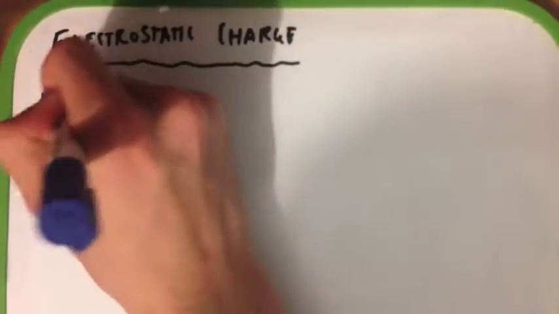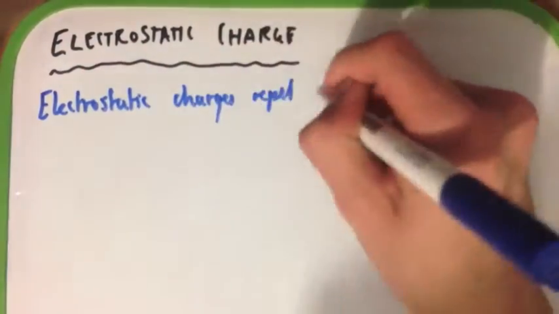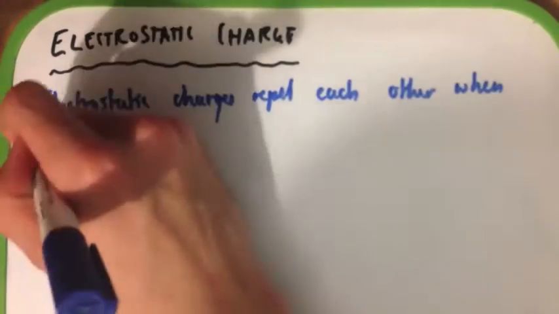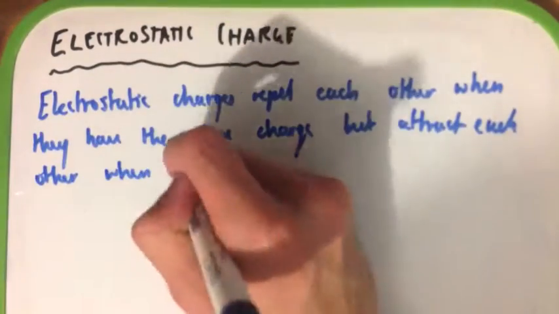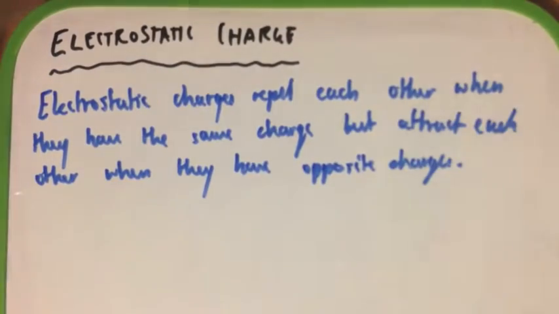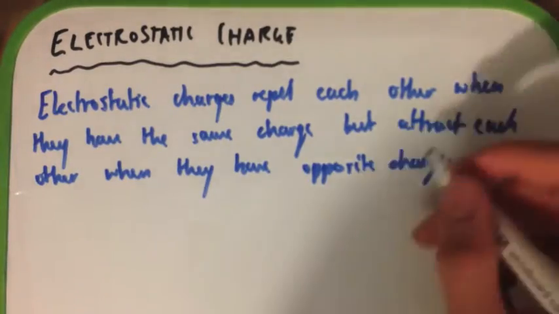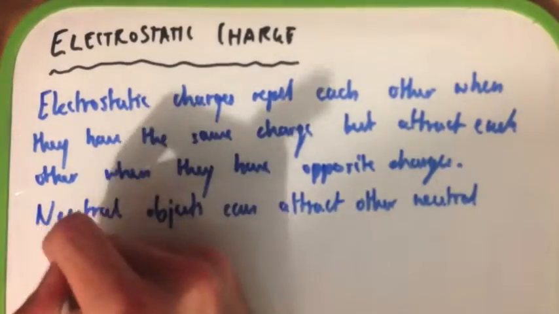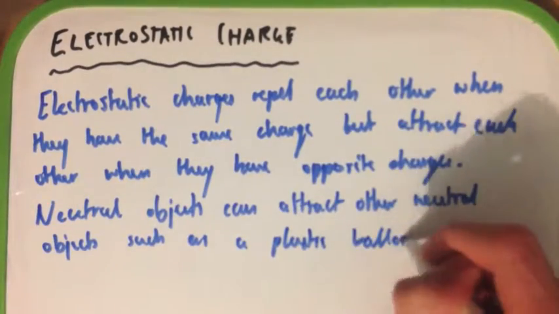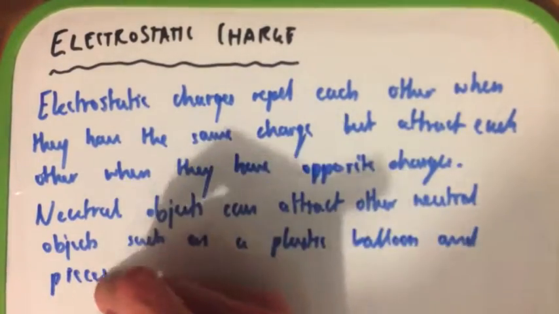Next up is electrostatic charge. Electrostatic charges repel each other when they have the same charge, but attract each other when they have different charges. Neutral objects can also attract other neutral objects, such as a charged plastic balloon and pieces of paper.